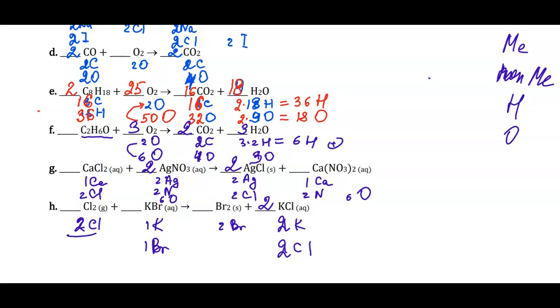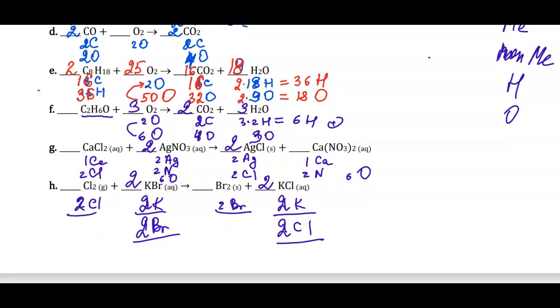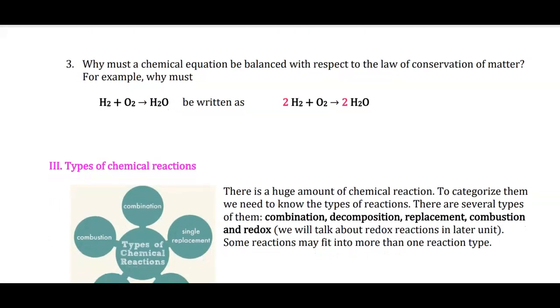We're good with chlorine, right? But not good with potassium. It's only 1 here. We need a 2. So 2 goes here, 2, 2. And you can see everything is balanced. Okay. Please pay attention to details and don't be in a rush. Be attentive and you will succeed in balancing chemical equations.